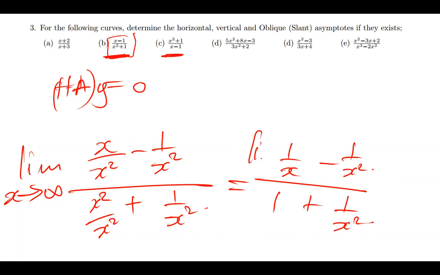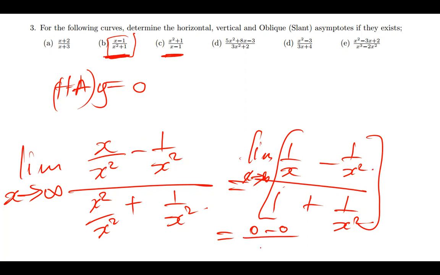So when you find the limit of this when x is approaching infinity, the numerator there, the top part, the limit of 1 over x when x is approaching infinity is just 0. The limit of 1 over x squared when x is approaching infinity will also just be 0. The limit of 1 when x is approaching infinity is 1 because it's a constant. The limit of 1 over x squared when x is approaching infinity is just 0. So this will just give us 0 over 1, which gives us 0.